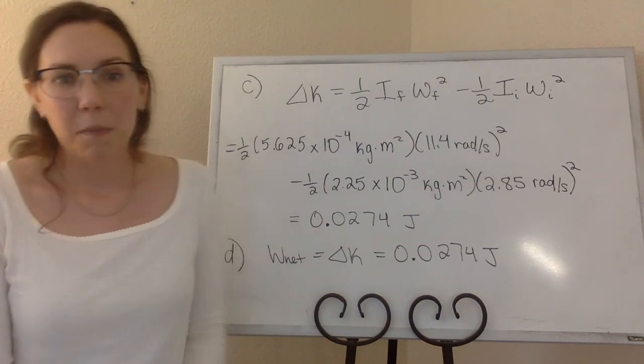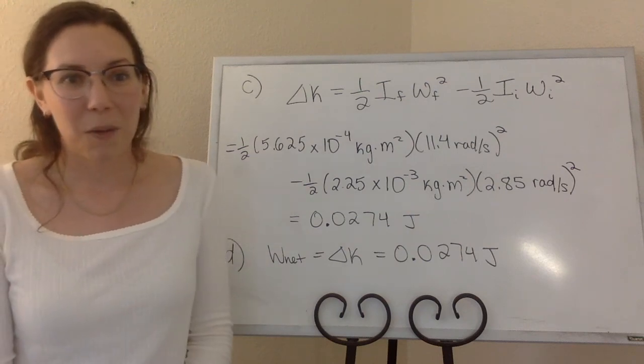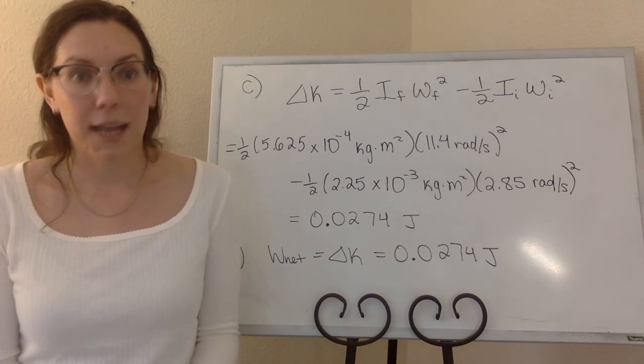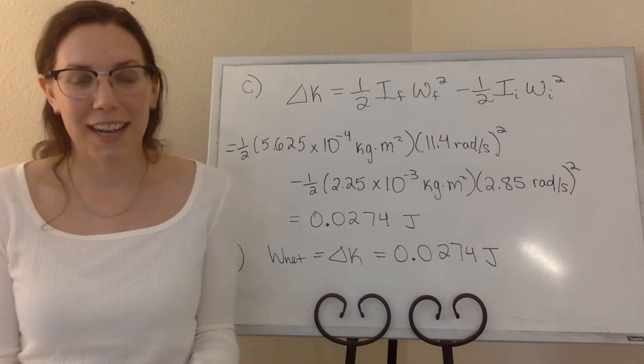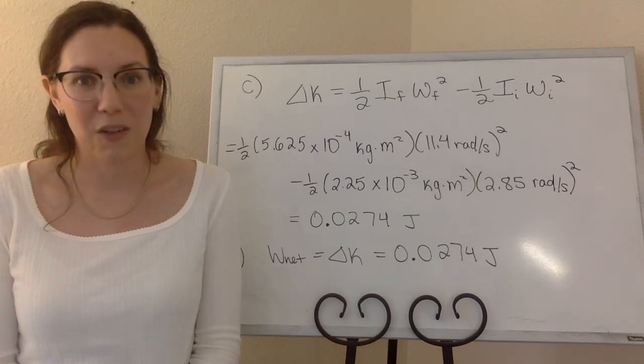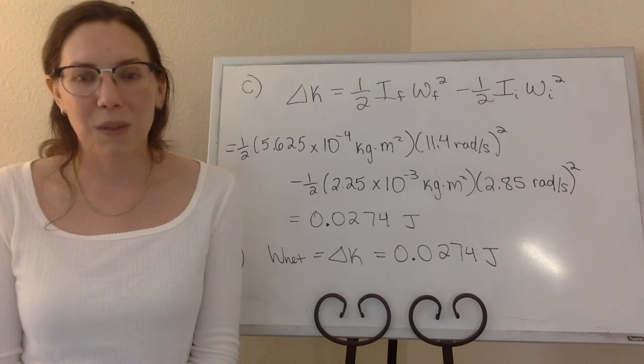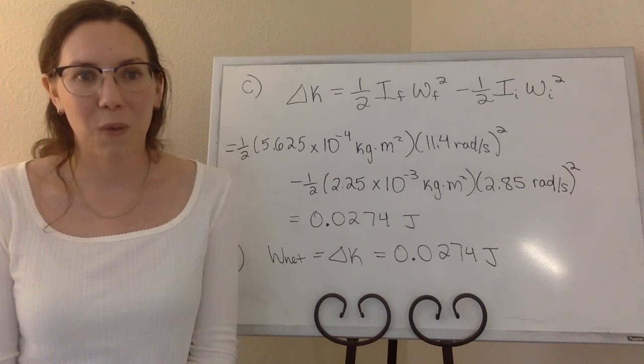So for part D, what is the net work done during this motion? Because of the work-kinetic energy theorem, this has to be equal to the total change in kinetic energy, which we have in the form of rotational kinetic energy this time. So the net work done is also equal to 0.0274 joules.